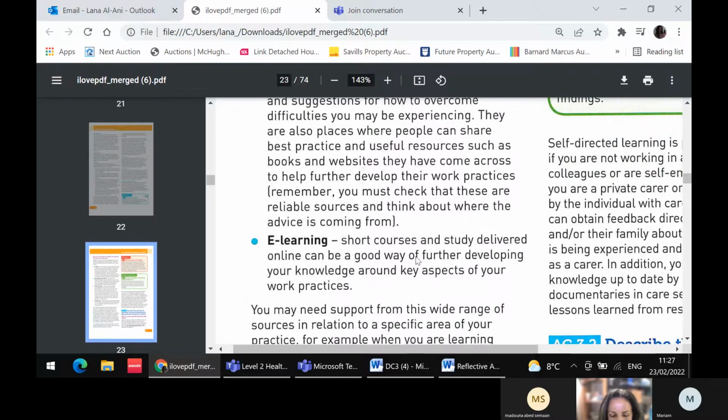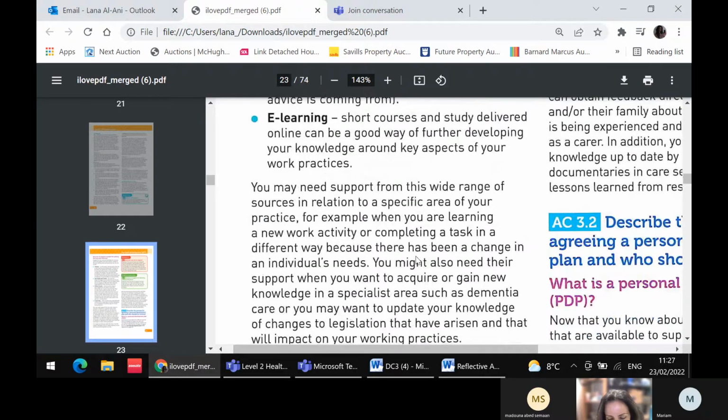And the last one is e-learning. Short courses you might have. Maybe your organization doesn't provide certain training because they think you studied it when you did your course with us. Then you can always go and take any e-learning, which means an online course. So they are short courses to study, deliver information, and can develop your knowledge, skills, and abilities to do your best work.